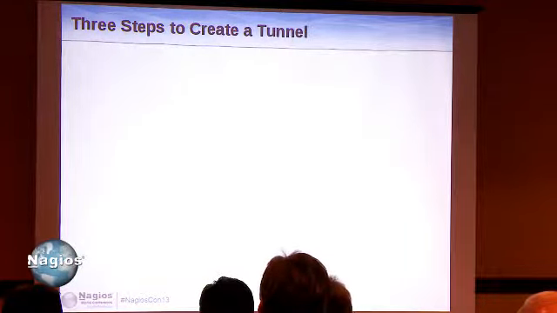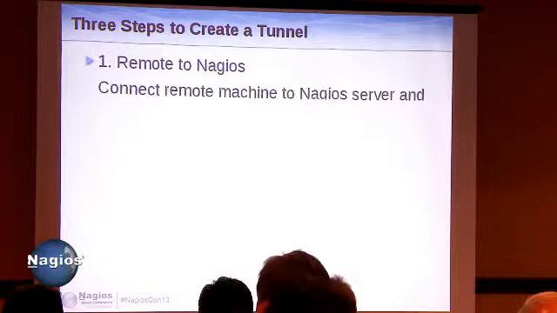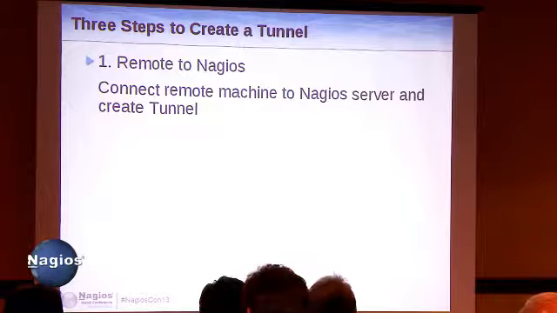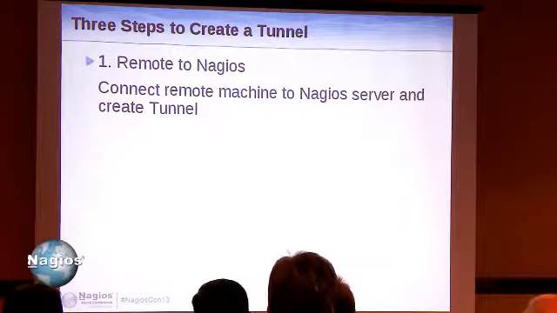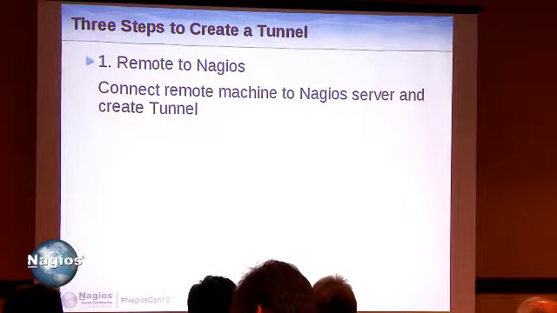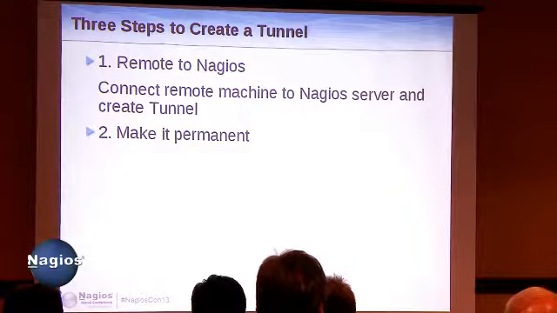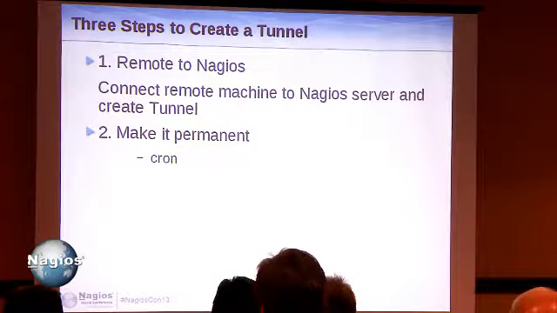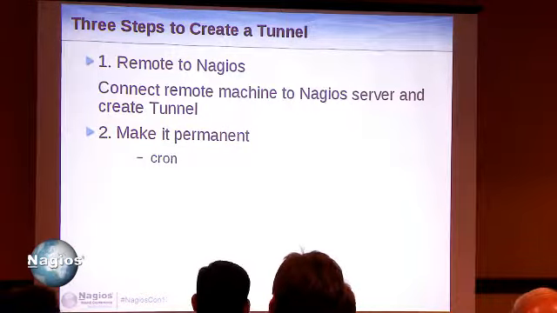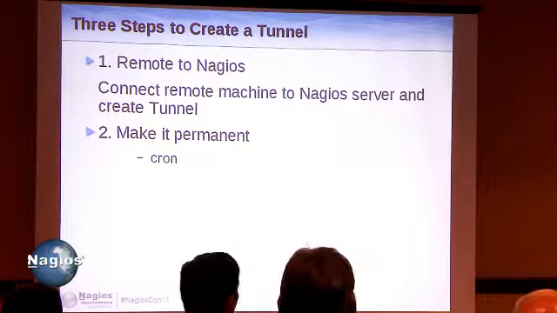All right, three steps to create a tunnel. First thing you want to do, connect from the remote machine to the Nagios box, create the tunnel. There's a host key and a key pair involved in that step. Second step, make sure it stays there. Make it permanent. On a Unix machine, you put in a cron job. Simplest way to do it. Every hour you check the tunneling, make sure it's up. If it's a critical machine, you can do a crontab entry, check it every 5 minutes.